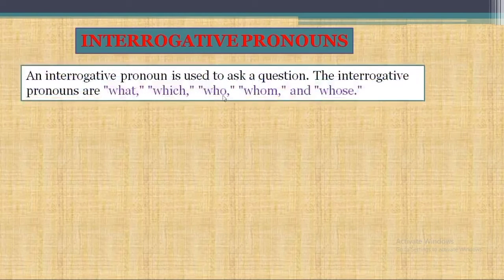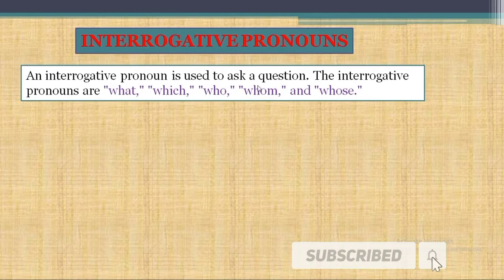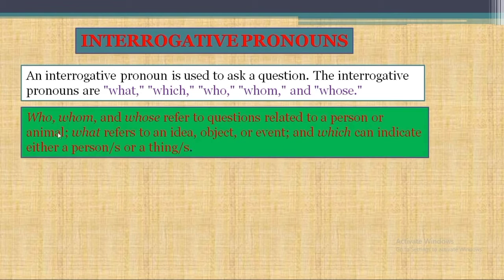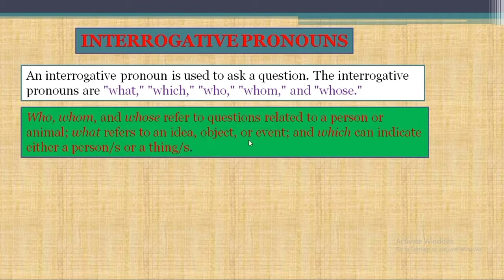Interrogative pronouns. An interrogative pronoun is used to ask a question. The interrogative pronouns are what, which, who, whom, and whose. Who, whom, and whose refer to questions related to a person or animal. What refers to an idea, object, or event, and which can indicate either a person or a thing.